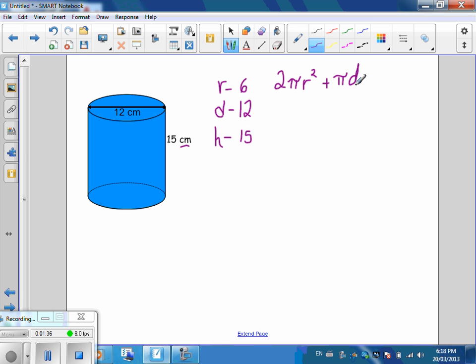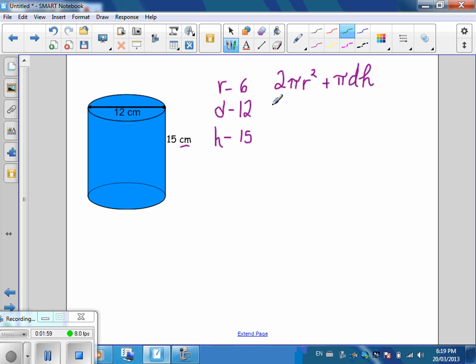Plus we have the wall, so pi, again, d will be how far around the circle the wall wrapped, times the height of the wall. Remember, the wall is a rectangle. Its width is the circumference of the circle, and its height is the distance between the circles.